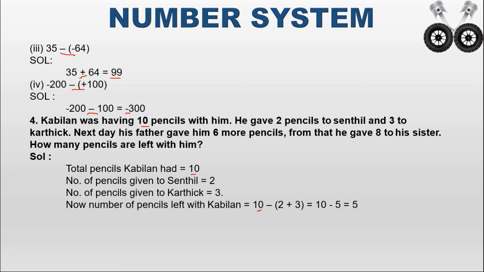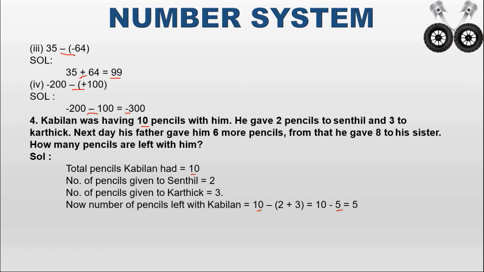So how many pencil given to Senthil? 2 and 3 pencil to Karthik. So the given pencil you have to add. That means within your bracket you have to add 2 plus 3. So you have to subtract the pencil that was given to his friends from the total number of pencil. So 10 minus, within your bracket, 2 plus 3. In the order of operations, what is within your bracket should be executed first. So 2 plus 3 is executed first. So 10 minus 5 equal to.